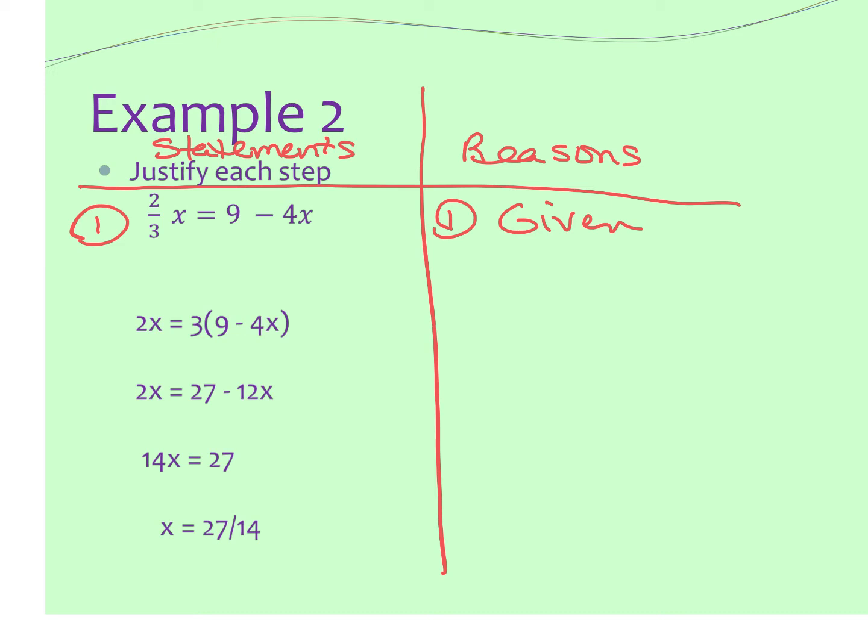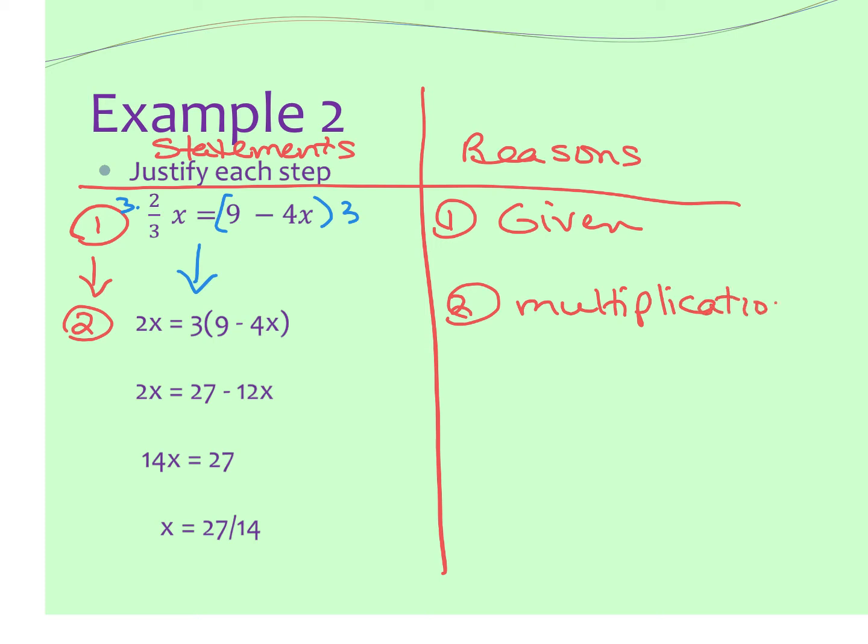So here's what we're doing. They've already solved it for us. So what we're going to do is describe what is happening from step 1 to step 2. And it looks like what they did was they multiplied both sides by 3 to get from step 1 to step 2. So that reason is going to be multiplication. And again, this is the multiplication property of equality, but you don't need to put that. And that's my abbreviation for property of equality, POE.